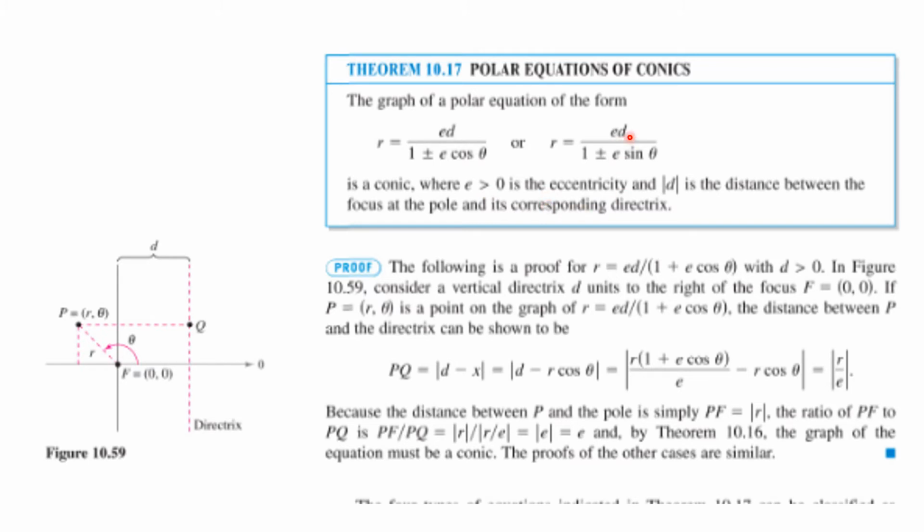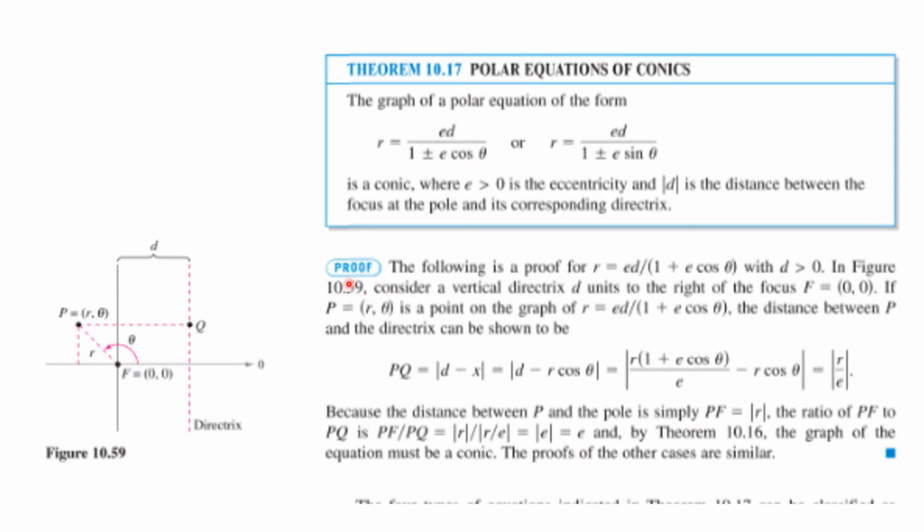And e is the eccentricity. And the absolute value of d, and this is the eccentricity times d, is the distance between the focus at the pole and its corresponding directrix. This is actually kind of an elegant theorem. I remember the first time I saw this theorem. I won't tell you the story, but I actually do remember that.